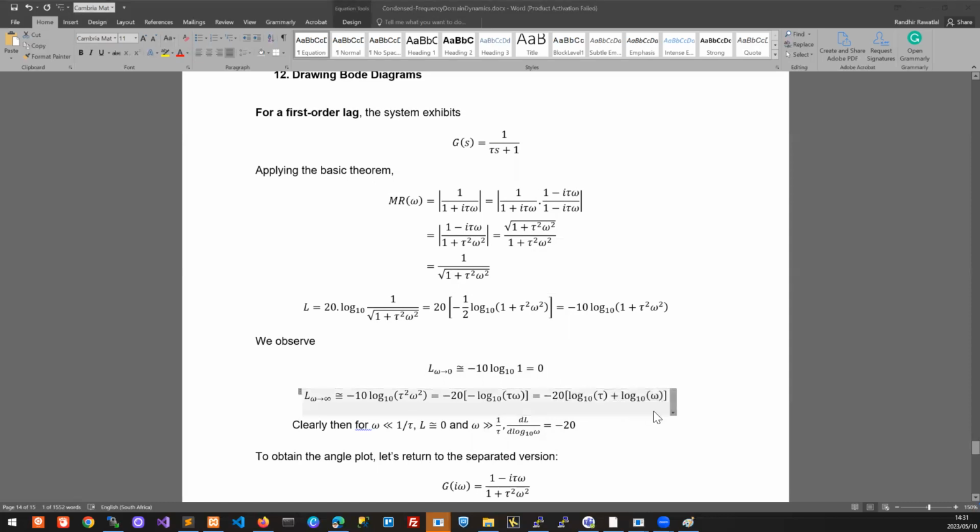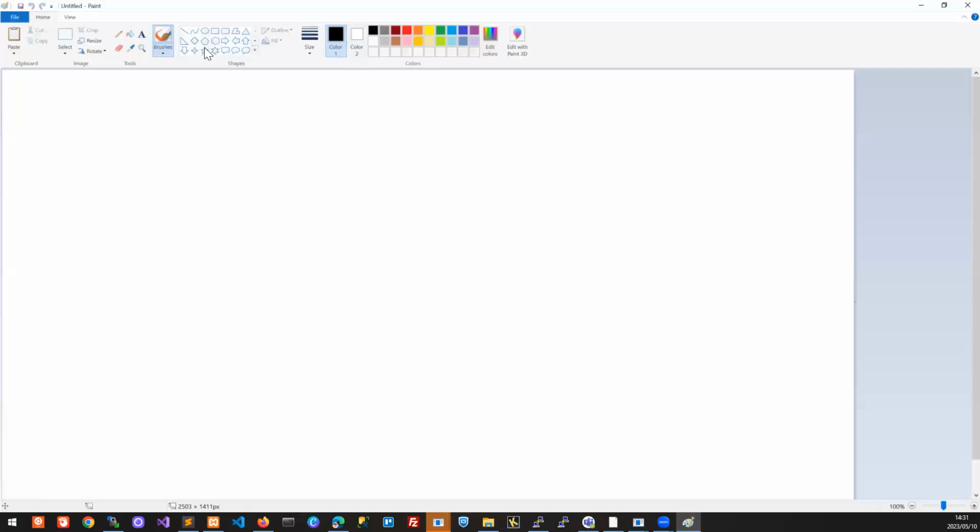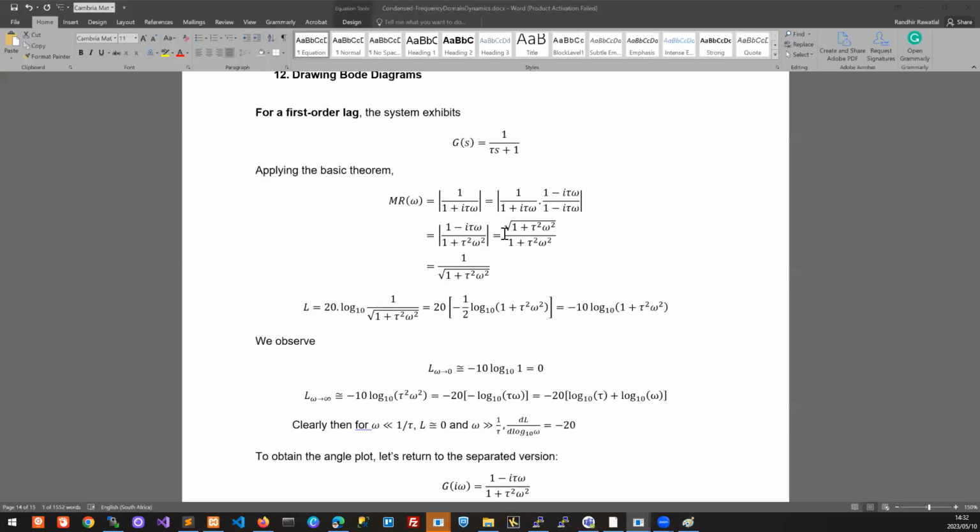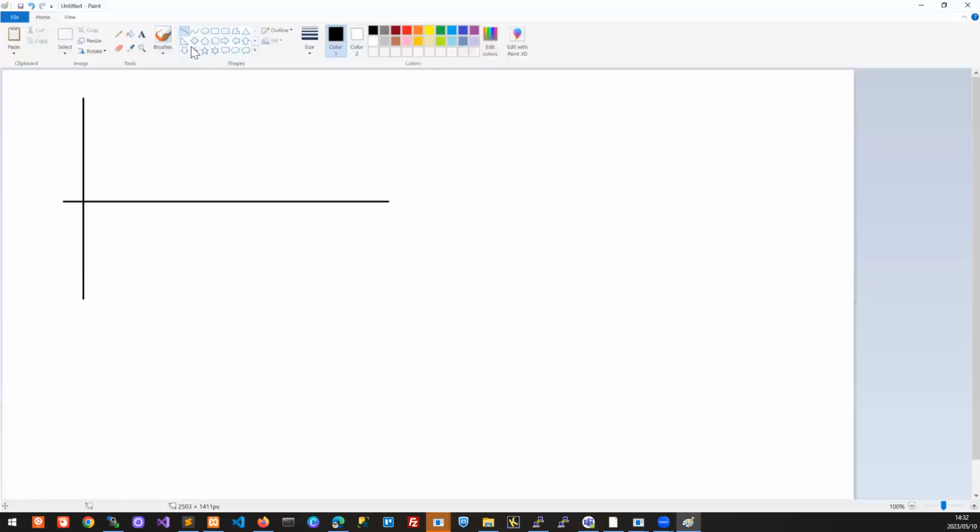So if we go ahead and plot that out, and please excuse me while I do this in Paint. So let's plot the L graph here. And we said that for low values of omega, we have an asymptote of 0. And this one is also 0 at the point where omega is 1 over tau. So let's mark off here that there's a point where we get 1 over tau. So let's say that's there.